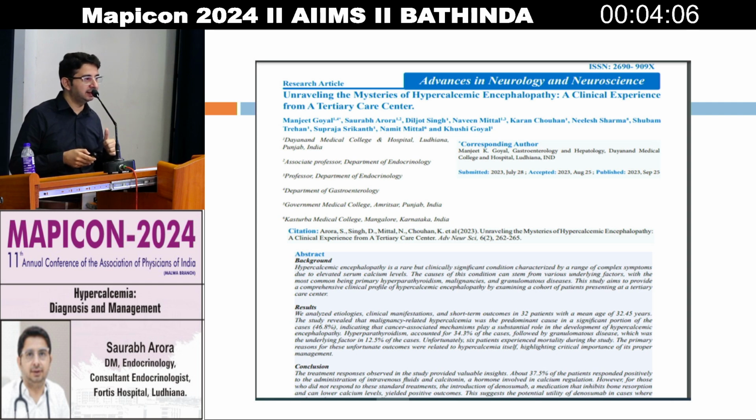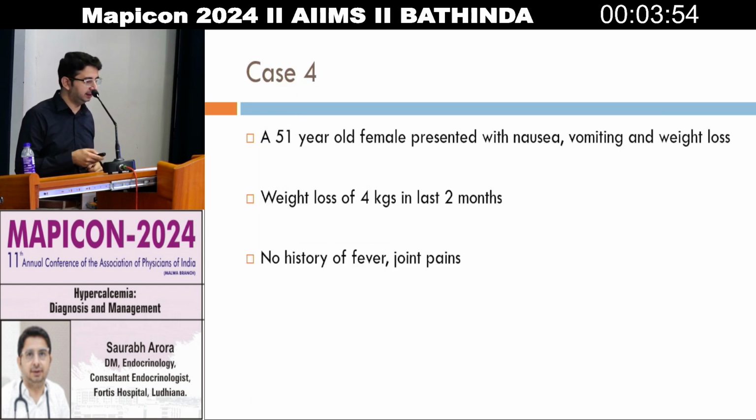primary hyperparathyroidism because of the gradual rise in calcium levels. In malignancy, there is a rapid rise in calcium levels which can lead to encephalopathy. So that's why malignancy associated hypercalcemia was the most common cause in this series.